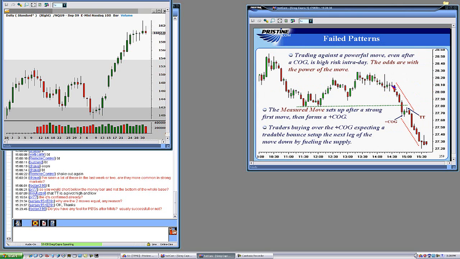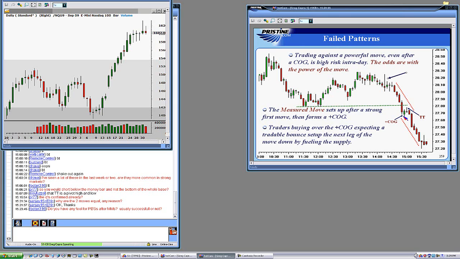You know this pattern by now. The topping tail, initial move, topping tail bar takes out the high, Level 1 pivot high, measured move down. Look at what preceded it. Look at that bar right there. Sellers coming in and taking control.